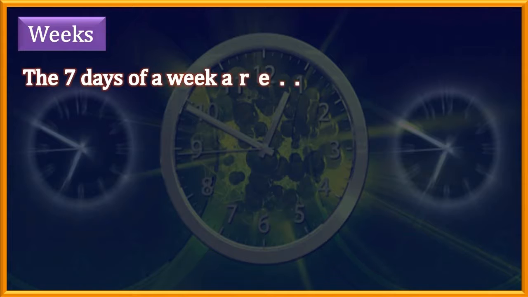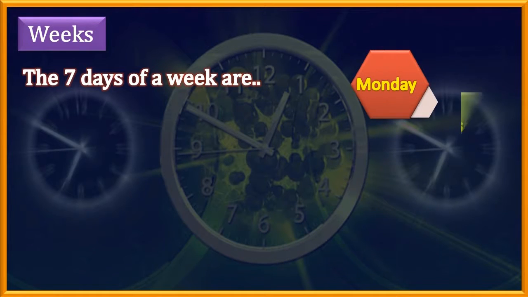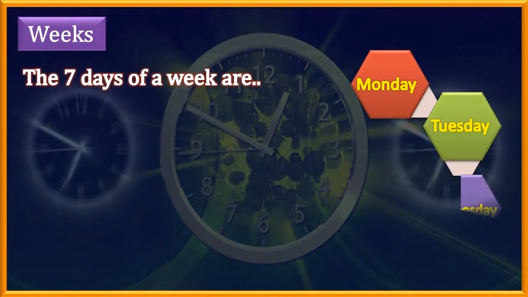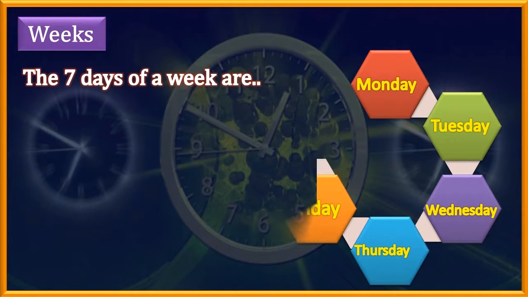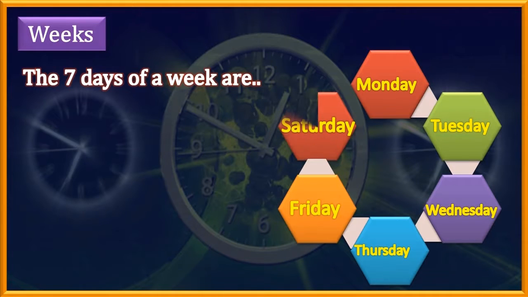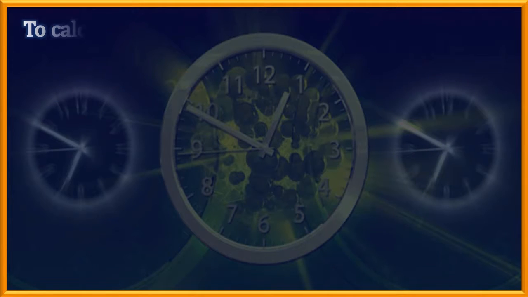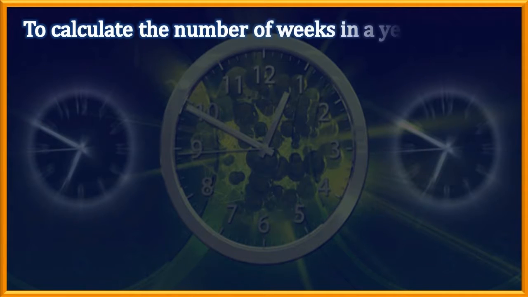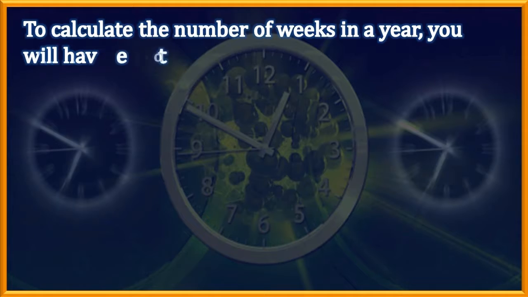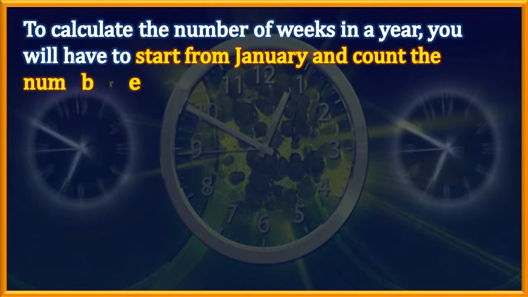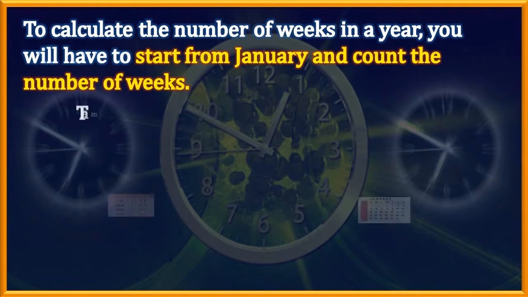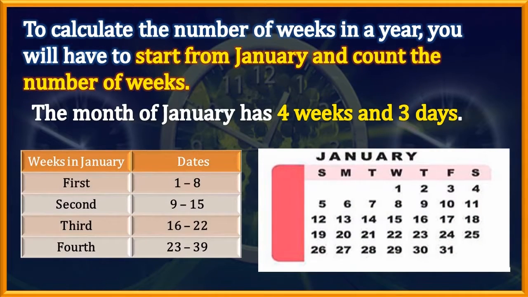Weeks. The 7 days of a week are Monday, Tuesday, Wednesday, Thursday, Friday, Saturday, and Sunday. To calculate the number of weeks in a year, you will have to start from January and count the number of weeks. The month of January has 4 weeks and 3 days.